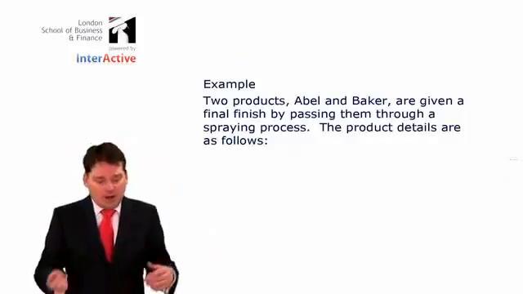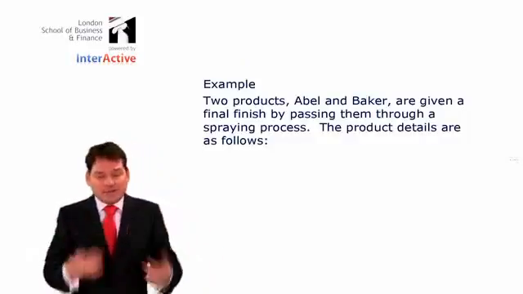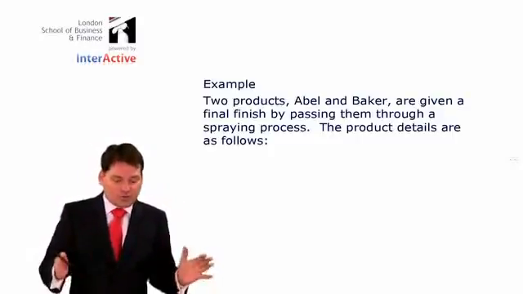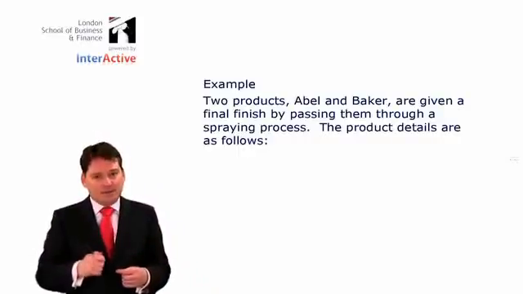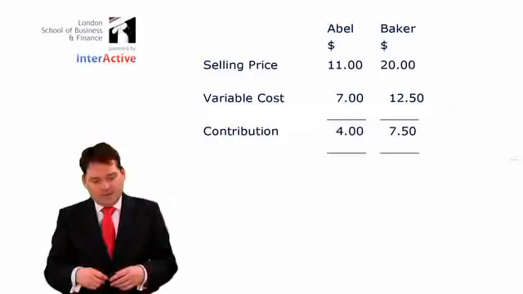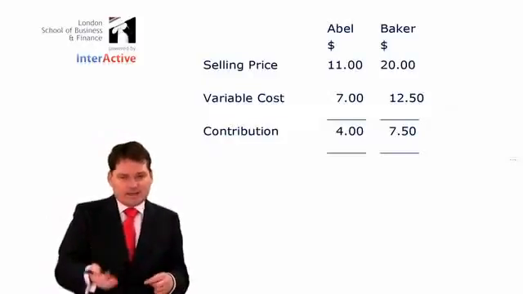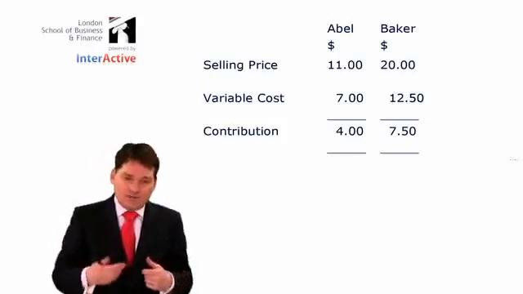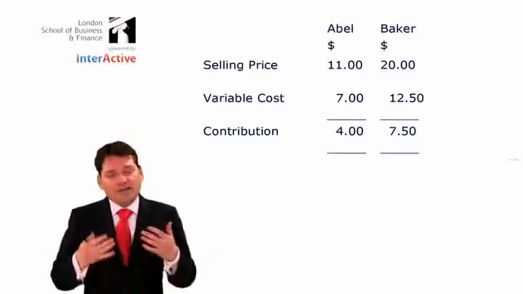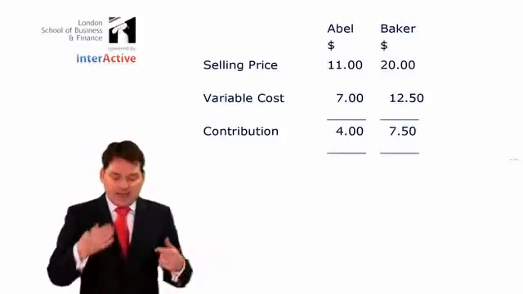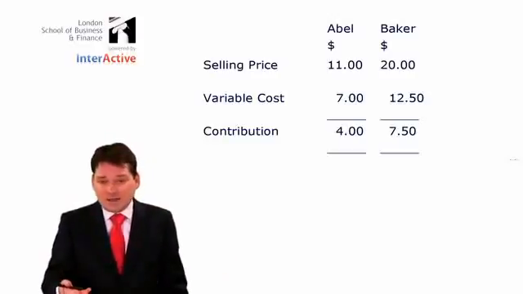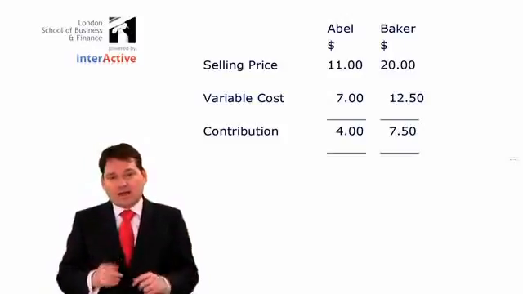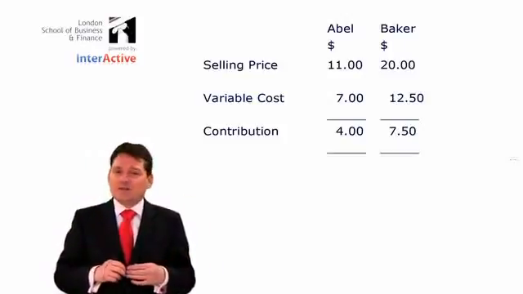Two products are passed through a particular process, and there is going to be a limited amount of time available. We've got two products. In this case, they're called Able and Baker. Here are our details of Able and Baker. Able basically has a contribution of $4 per unit. Baker basically has a contribution of $7.50 per unit. So, on initial guess, it looks as though Baker is better because it generates more contribution per unit. Now, normally, that would be correct, but it's a limiting factor question.